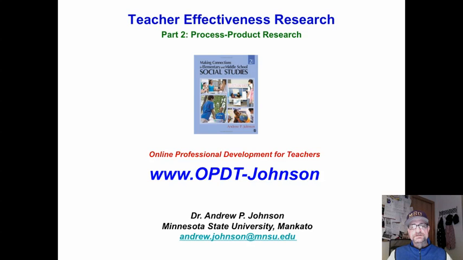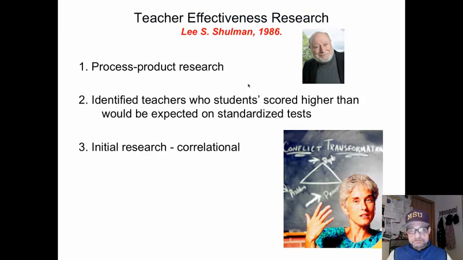Part 2, Teacher Effectiveness Research. I'm Andy Johnson. We are looking at process product research, what this means and what it is. Lee Schulman, 1986, notice the date. Process product research says essentially what teacher processes or behaviors led to a better product. In this case, the product was higher test scores.